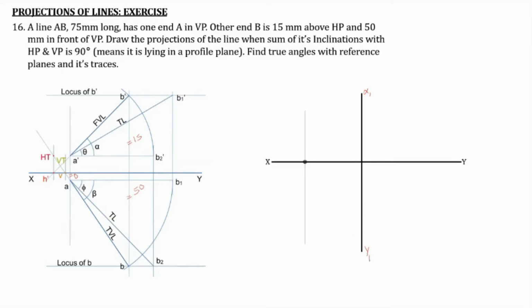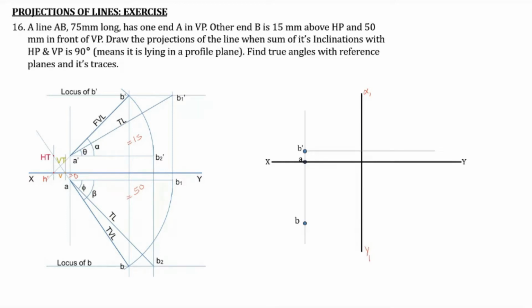So now this is the point A. Since A is in VP, we can mark A on the XY line. Then this is the point B dash. Since B dash is 15 millimeter above the XY line, and we know that since theta plus phi is 90 degree, all the 4 points will be in the same vertical line. So that is how we can obtain the point B dash here, and point B, that is 50 millimeter below the XY line.